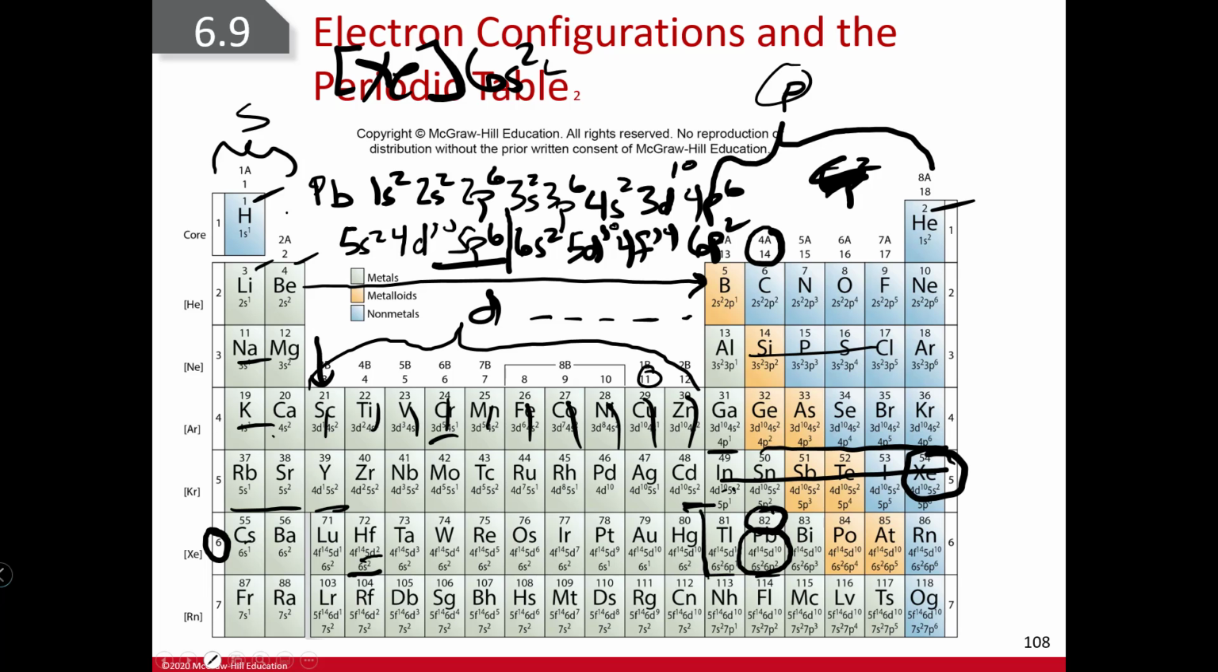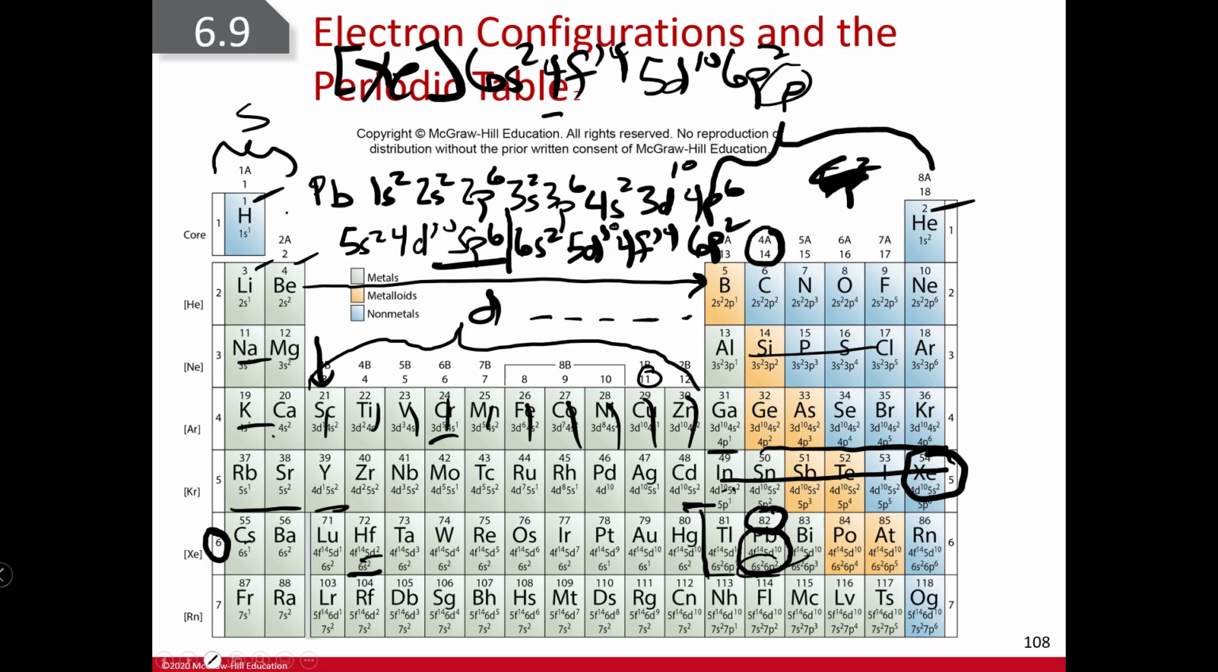6S2. And then here I might just go on and say 4F14. Since it's lower in energy, then 5D10, and then I'm going to finish out with 6P2, noble gas core electron configuration. So that's what you should have. And that's what we have right here, 6S2, 6P2. Notice they have those at the end. So that's okay.